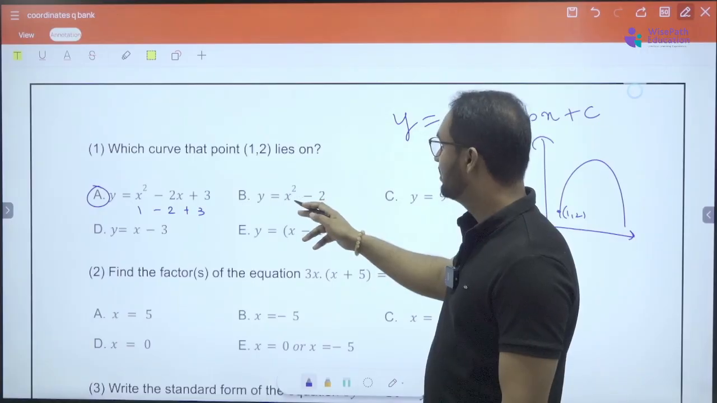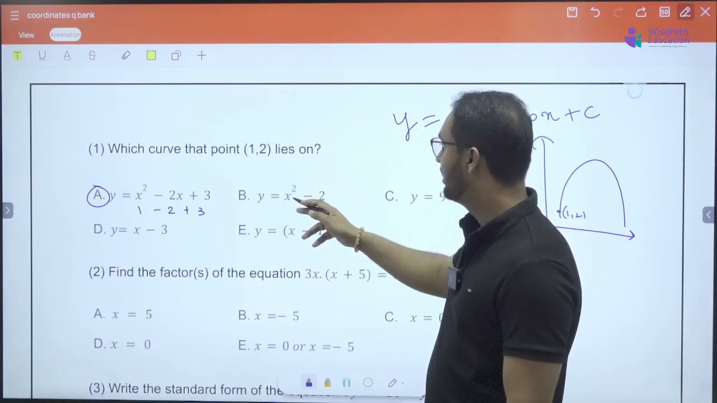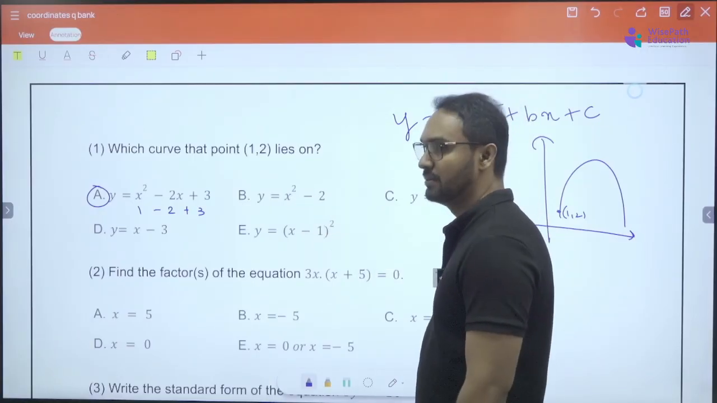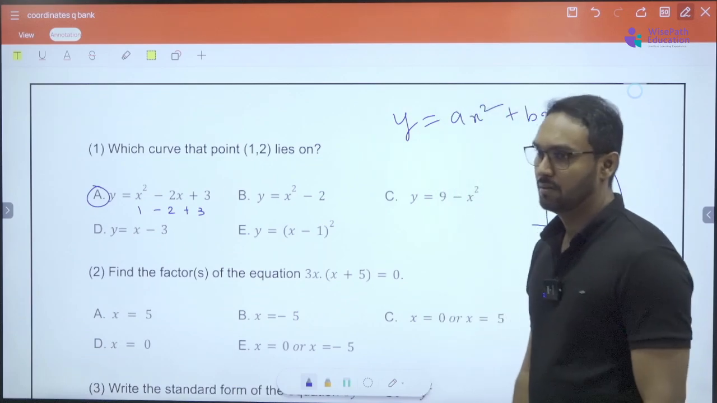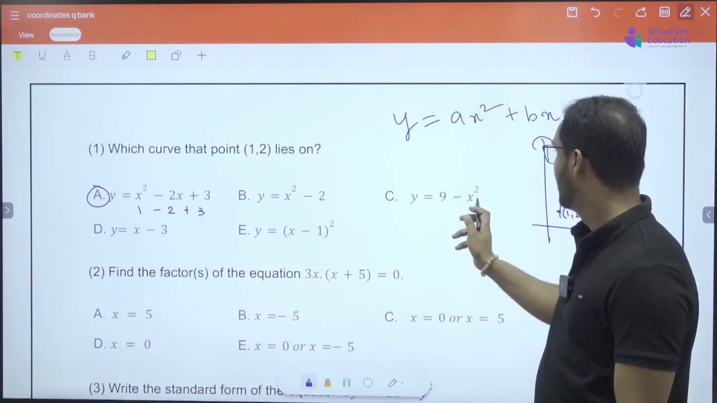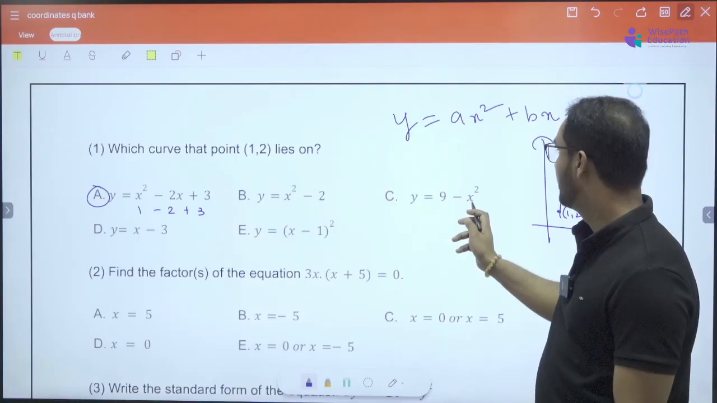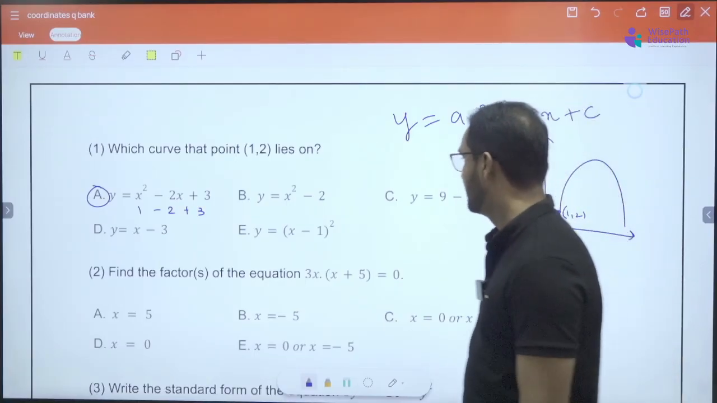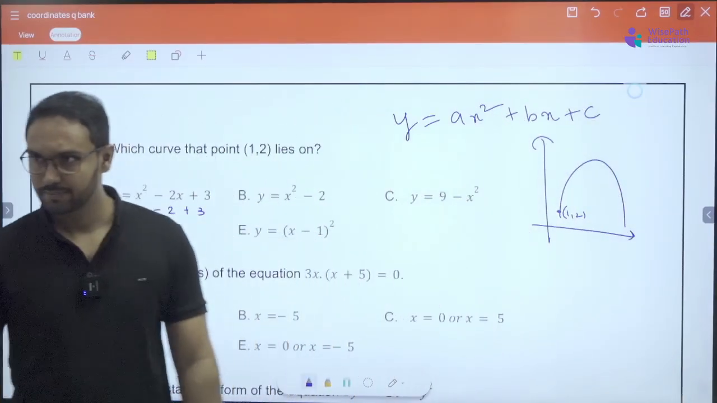මේකට දාලා බලන්න. x square is 1 square. 1 square minus 2 is -1. මේවට දැන් මට එන්නෙත් නෑ. 9 minus 1 8 එන්නේ. 8 right.